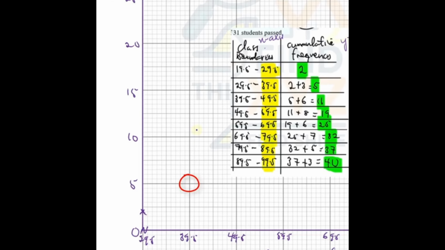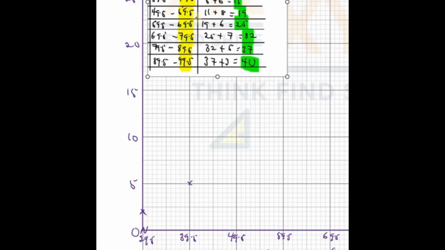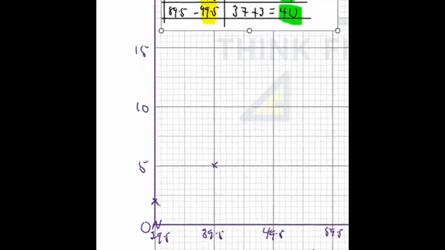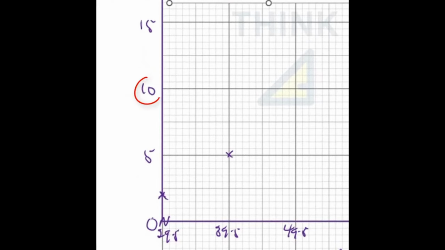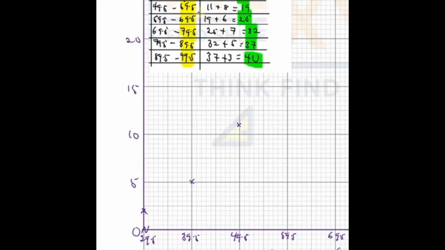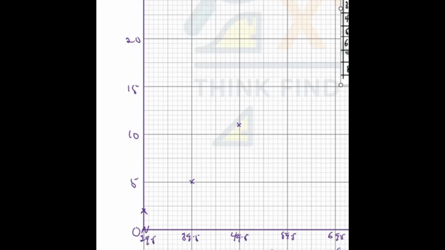It matches with what? 5. So this is the point. Then 49.5 matches with 11. So I have 49.5, 11. So 10, 10.5, and then 11. Then 59.5 matches with 19. So I have 59.5 and then 19.